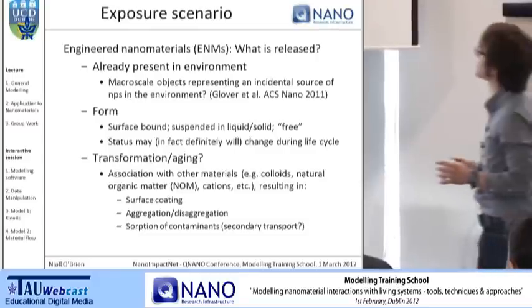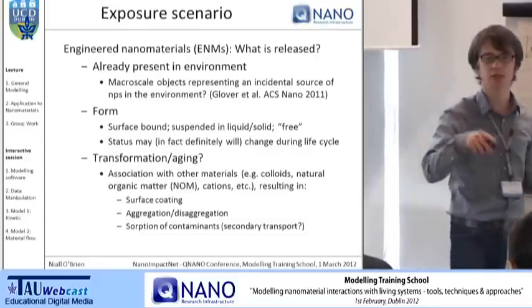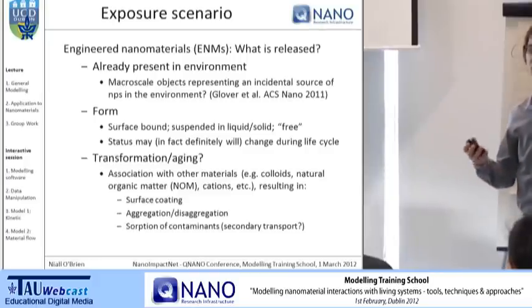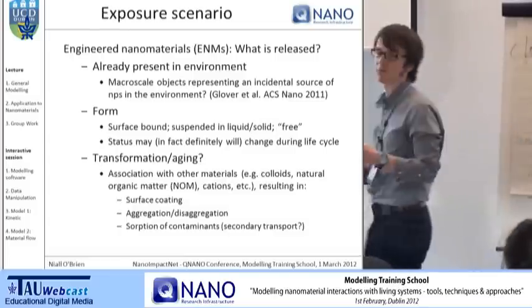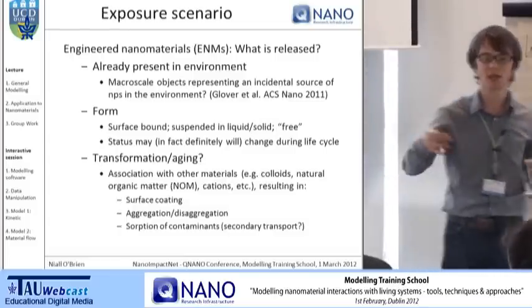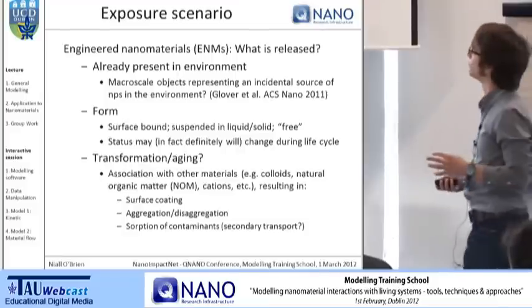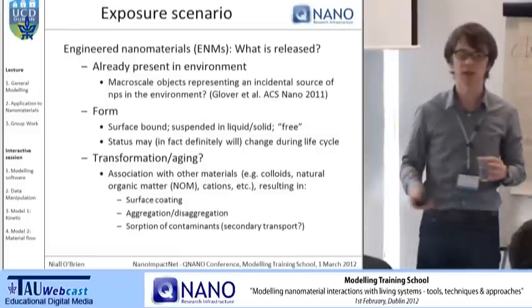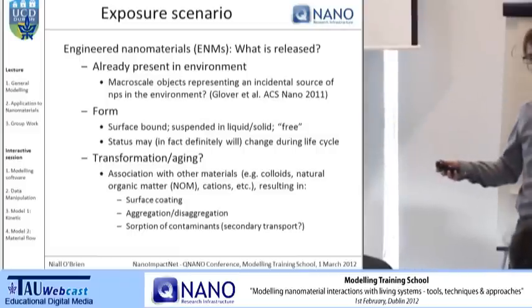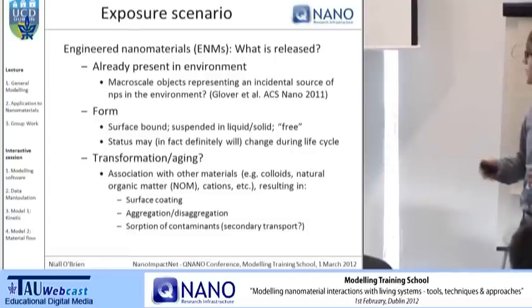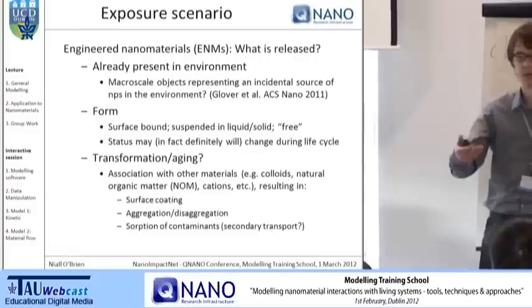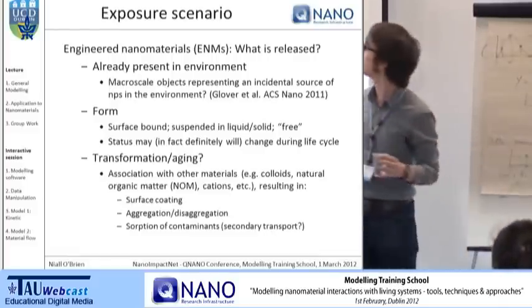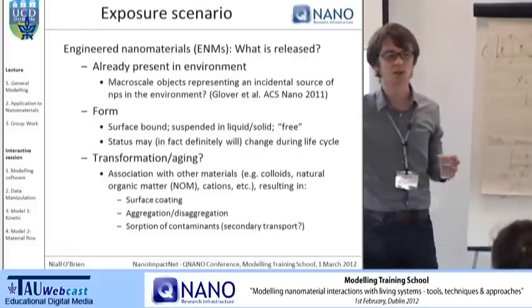And the status of this can change during the life cycle. It will change through degradation, through aging. Something that was initially highly aggregated will disaggregate. Something that was initially surface bound onto something will become free. It will age, it will transform. It'll become associated with other materials, organic matter, associated with other potential pollutants. For instance, a paper years ago showed arsenic sorbed to TiO2, and this enables the uptake of arsenic by trout, for instance. But again, these are secondary risks associated with nanomaterials.